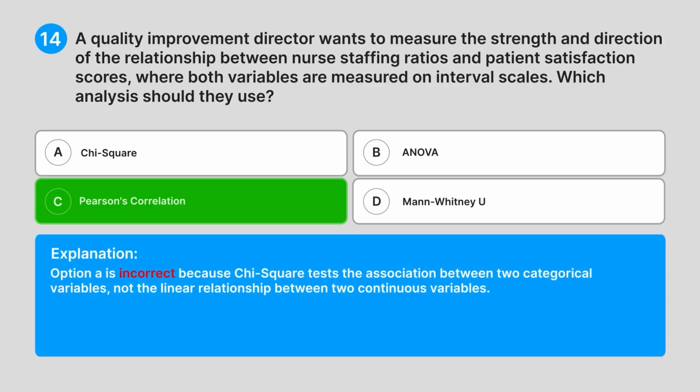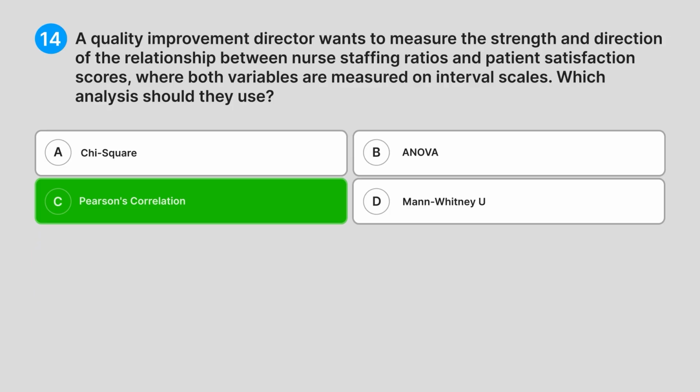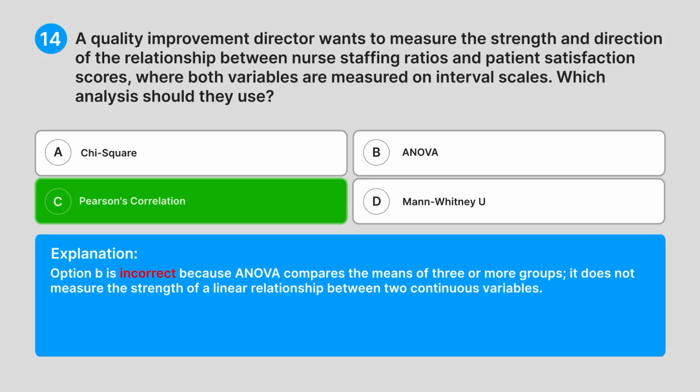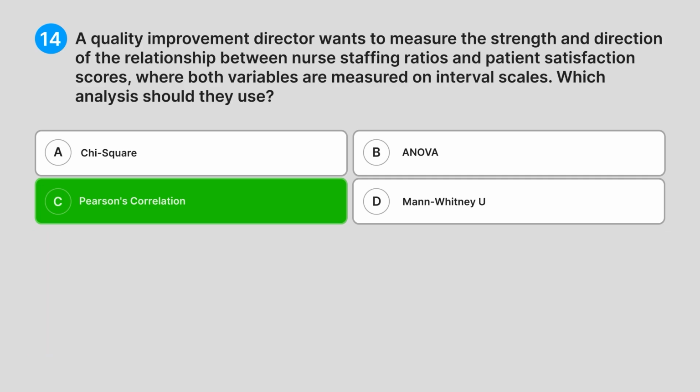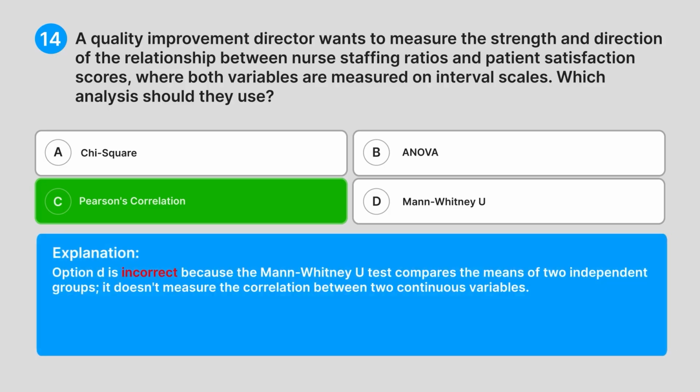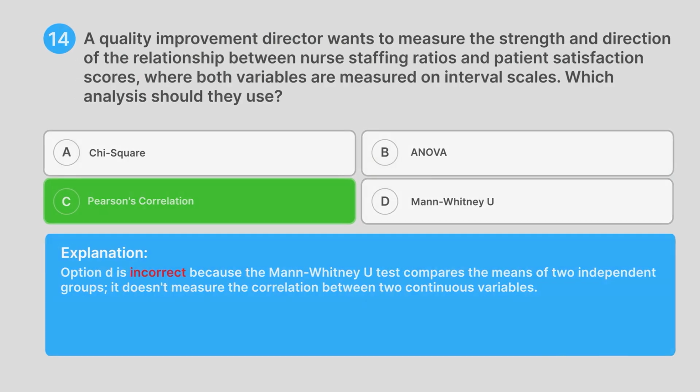Option A is incorrect because chi-square tests the association between two categorical variables, not the linear relationship between two continuous variables. Option B is incorrect because ANOVA compares the means of 3 or more groups. It does not measure the strength of a linear relationship between two continuous variables. Option D is incorrect because the Mann-Whitney U test compares the means of two independent groups. It doesn't measure the correlation between two continuous variables.